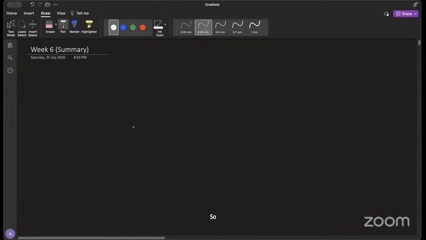So these summary sessions are to summarize everything that you've done in that week. Okay, so we'll start with the definition of what a logarithmic function is.